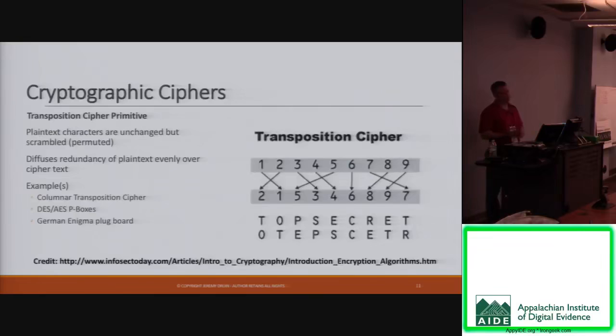In the transposition cipher, this is one of those permutation ciphers where basically you're just taking the letters and moving them around. If you notice in the example, we still have the numbers 1 through 9 like we did in the plain text at the top, but in the ciphertext in the second row, the numbers are all scrambled, even though they're all still present.